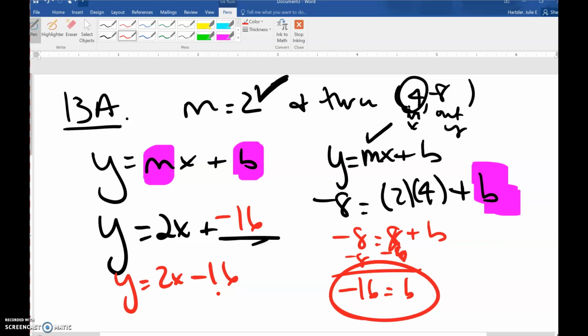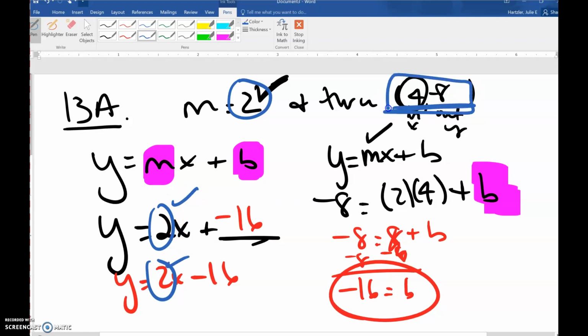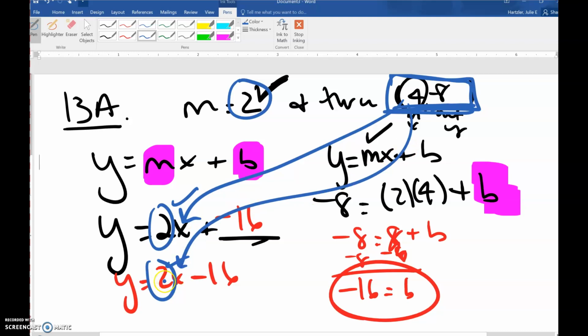Now, the good news is you can check your answers. Do they both have m equal to 2? Check, that's good. Does this point work? When you put input, output, does it work? If you put 4 in, 8 minus 16 is a negative 8. That gives you the right output. Or if you subbed in here, 2 times 4 is 8 minus 8, negative 8. So I know that the equation y equals 2x minus 16 is correct.